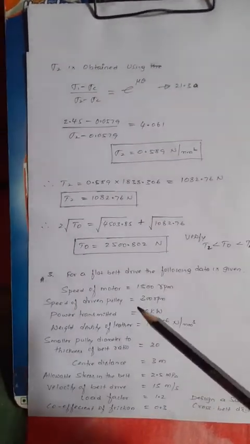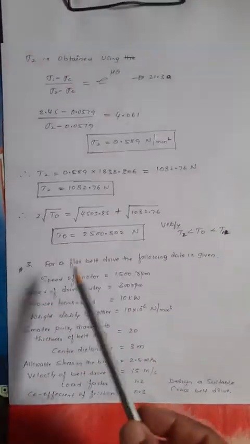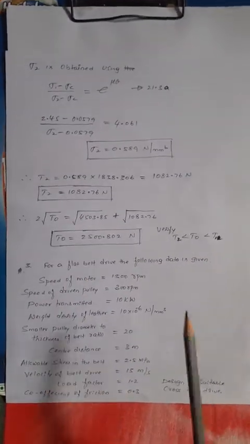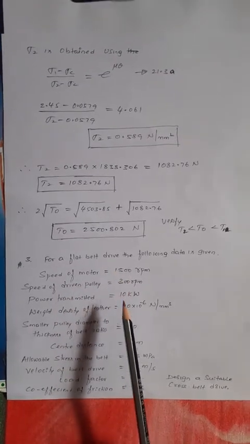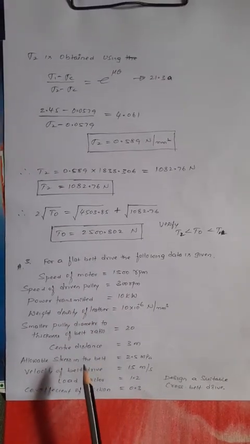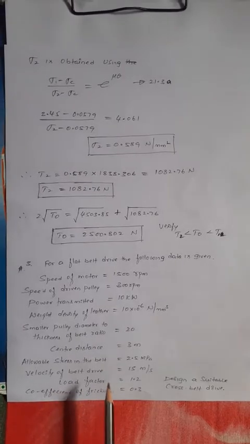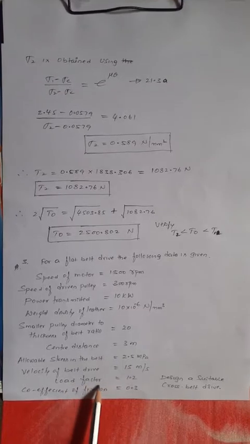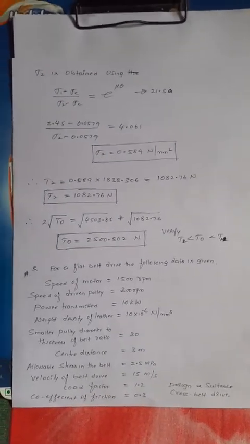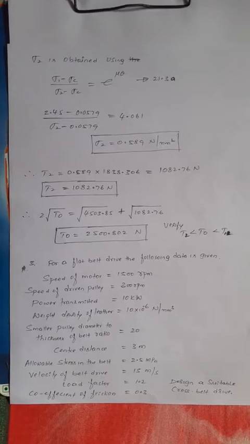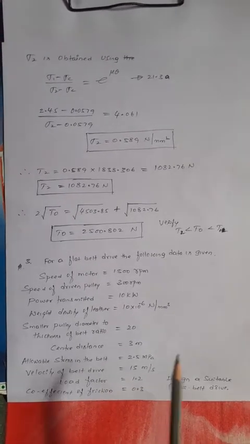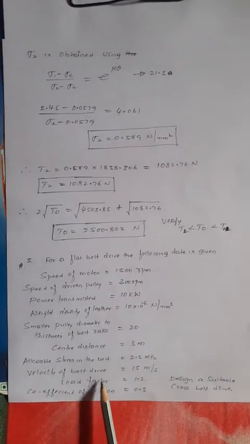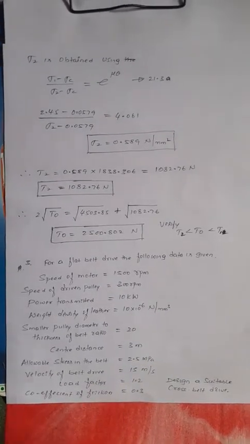Similarly, try one more problem for a flat belt with the following data. Here also all the data are given, except what is the new data? Is any new data directly given? Velocity of the belt. One more new data is load factor. Whenever the load factor is given, the total power transmitted is equal to power transmitted per square millimeter of belt area into cross sectional area, whole divided by load factor. Remember this one.